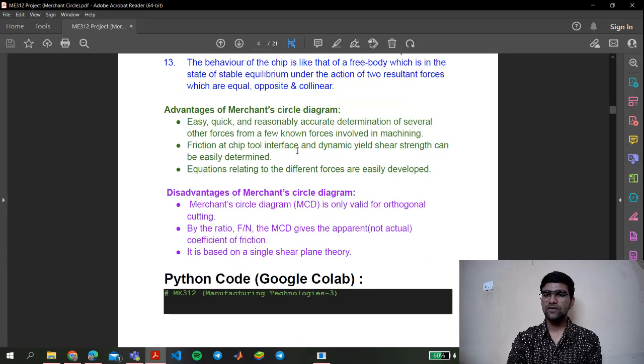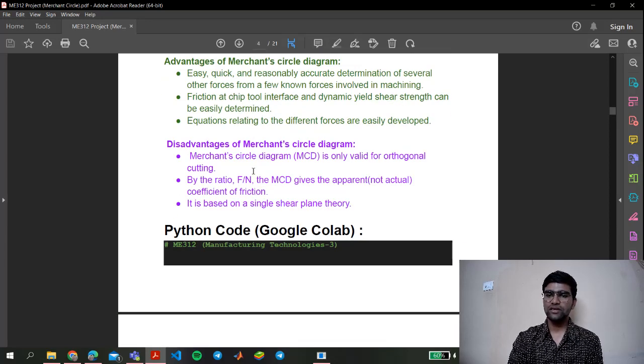And the advantage of the merchant circle mentioned here is that it is easy, quick, and reasonably accurate in determining the several forces. Equations relating to different forces are easily developed. Friction between the tool-chip interface and the dynamic yield shear strength can be easily determined.